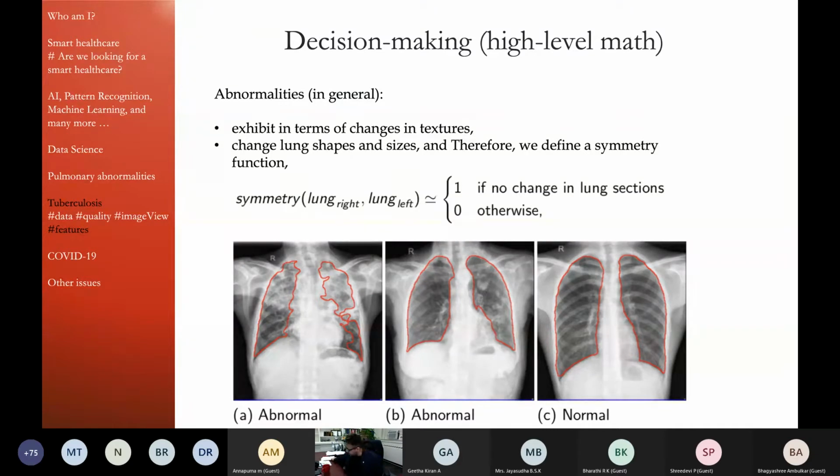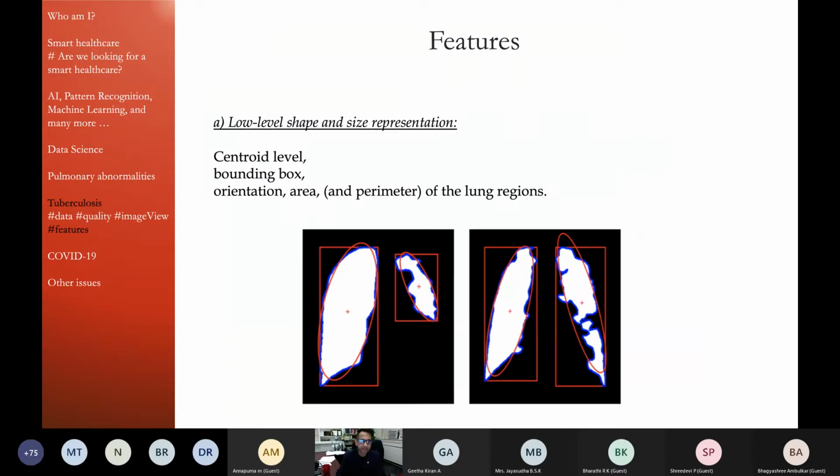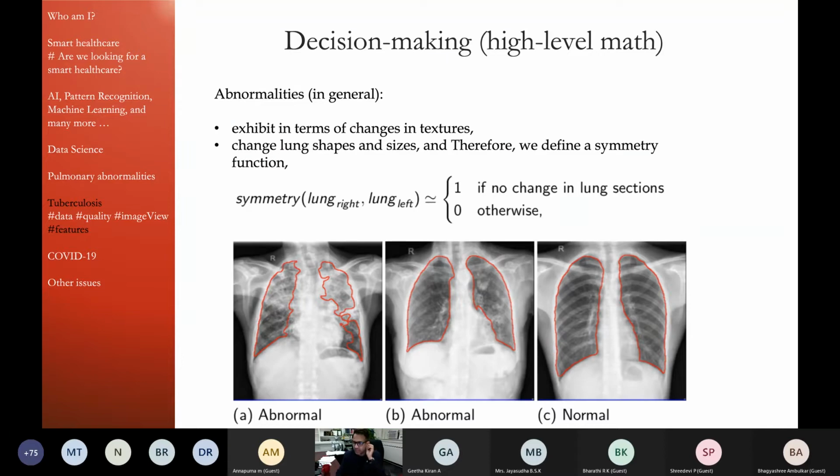Let's say you have the book, and you got one lung section here, the other one there, and you just overlap it and see whether they are symmetric in nature. That's what we do, right? You can just fold them and see whether they completely overlap. If there is a problem, if there are some abnormalities, then this is not going to be overlapped 100%. This is more or less okay, and this one is good, by the way.